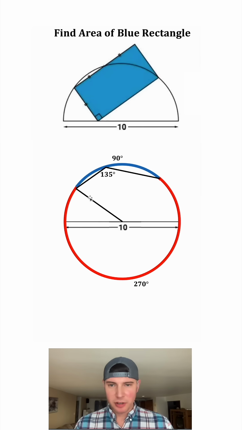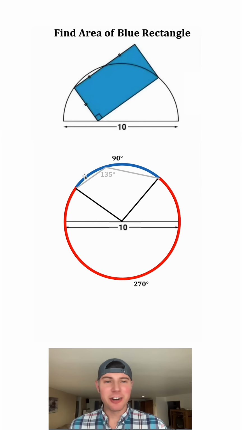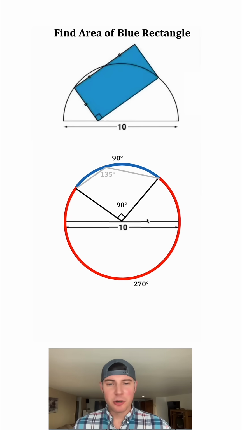For the next step, let's draw this radius here and this radius here. And let's focus on this 90-degree arc. This angle right here is called a central angle, and central angles are equal to the subtended arcs. So this is going to be a 90-degree angle. And we usually notate that as a box in the corner. And since both of these are radii, they both have a length of 5.